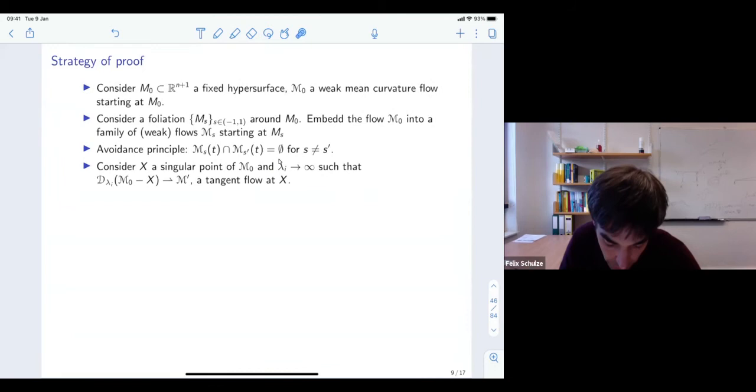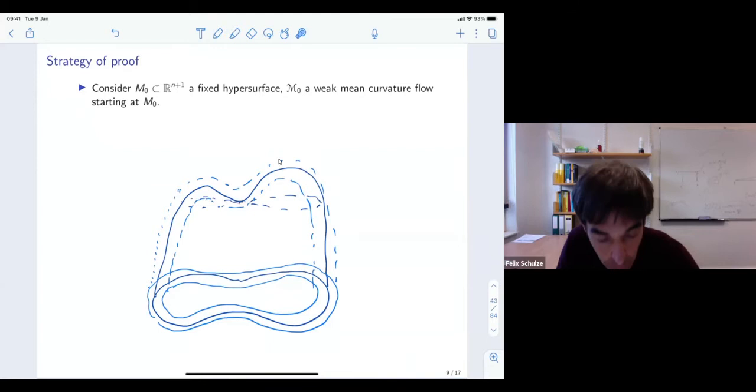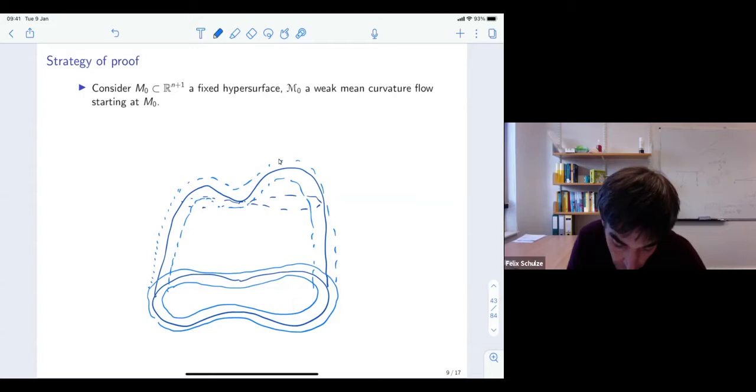Now we consider a singular point, for example the singular point here. We do parabolic rescalings around this point, so this flow will converge to its tangent flow. How does the tangent flow look? In this case, it would be a shrinking cylinder.